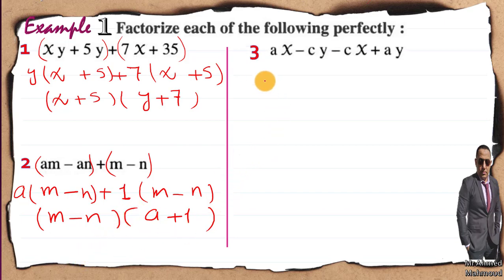Another one. Here I'm going to write the first and the second between brackets, and here I'm going to write them between brackets. But don't forget I'm going to write plus in between. Here ax minus cy, they haven't a common factor. Negative cx and ay, they haven't a common factor, so this is a wrong choice, so I'm going to rearrange them.